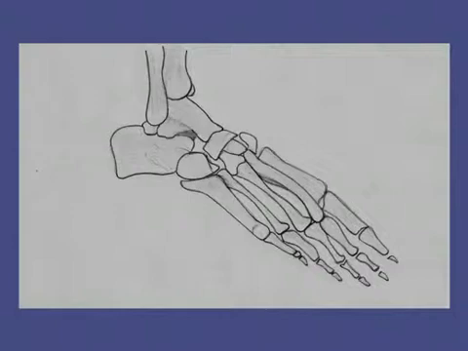Now we will be discussing the subtalar joint. The subtalar joint is formed between the talus and calcaneum. It has three articular surfaces between the talus and calcaneum: an anterior articular surface, a posterior articular surface, and a medial articular surface. Between these articular surfaces, there is the sinus tarsi.